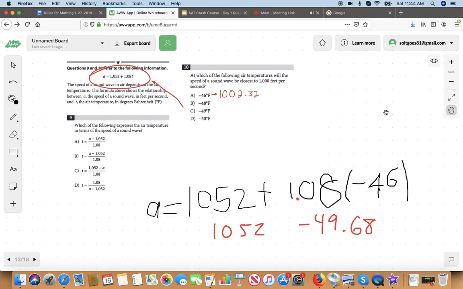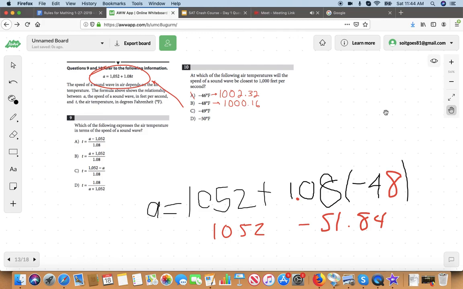Let's try answer choice B. We're just plugging in negative 48. So that comes out to negative 51.84. And when you add those up, that's 1,000.16. Ooh, I like that. It's closer. Yeah, that's close. Okay, so A is gone, because B is closer.